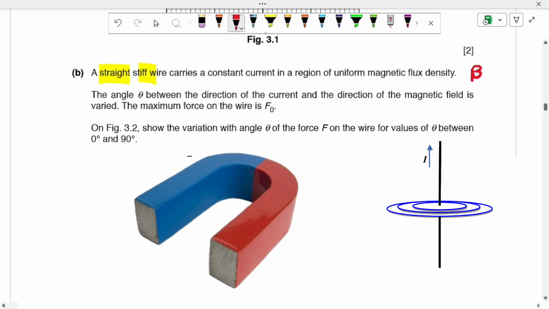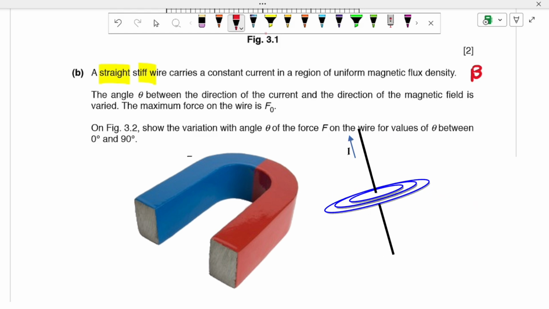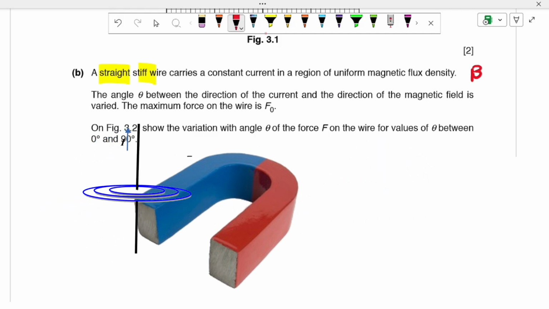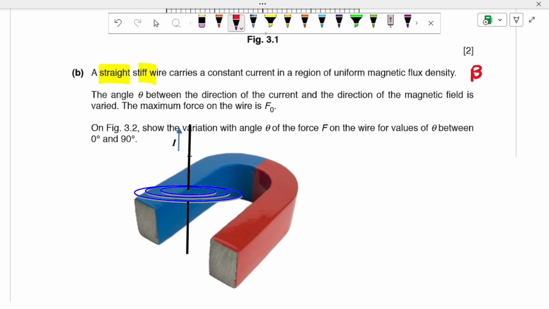Okay, so the angle between the direction of current, so this wire is connected in a circuit so that current can flow through, and the direction of the magnetic field is varied. So you're sort of turning your wire, right? Like so that you can get a different angle with the magnetic field. So it's going to have an effect on the force that you're going to get.